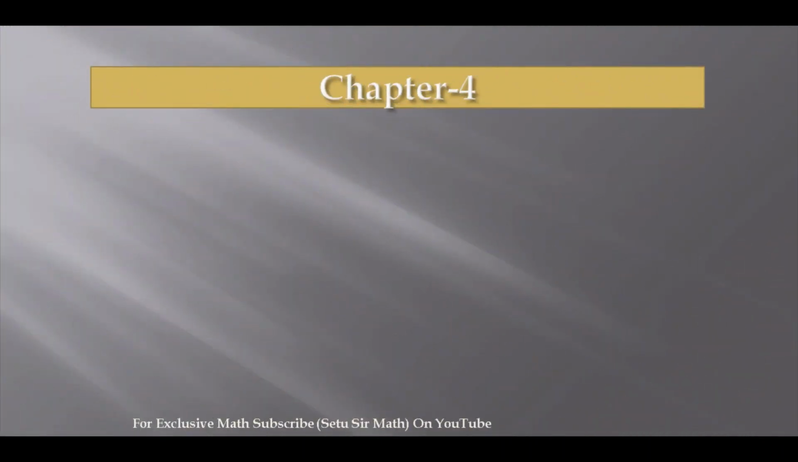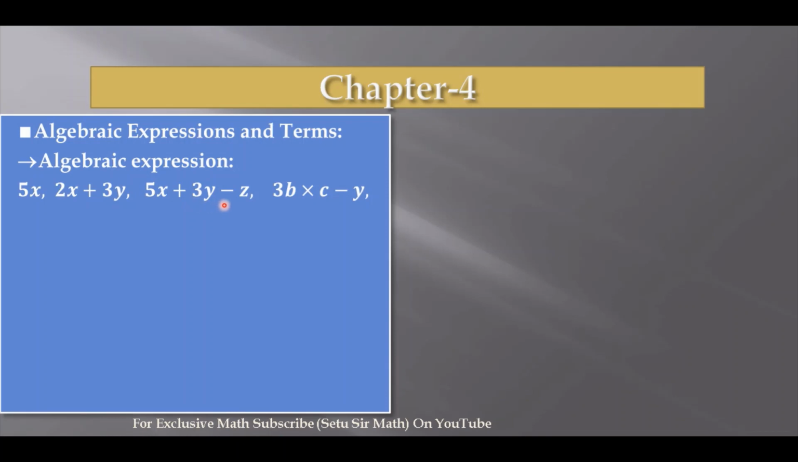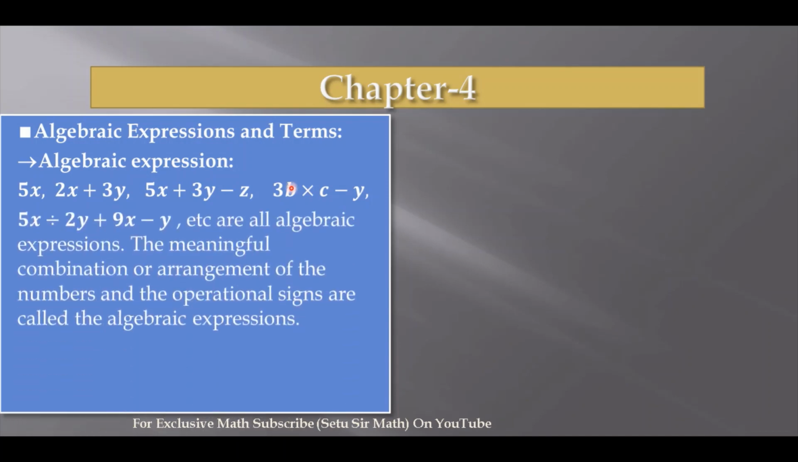Chapter 4, Algebraic expressions and terms. So now we will discuss algebraic expressions and terms. Let's see. At first, algebraic expression: 5x, 2x plus 3y, 5x plus 3y minus z, 3b multiplied by c minus y, 5x divided by 2y plus 9x minus y, etc.